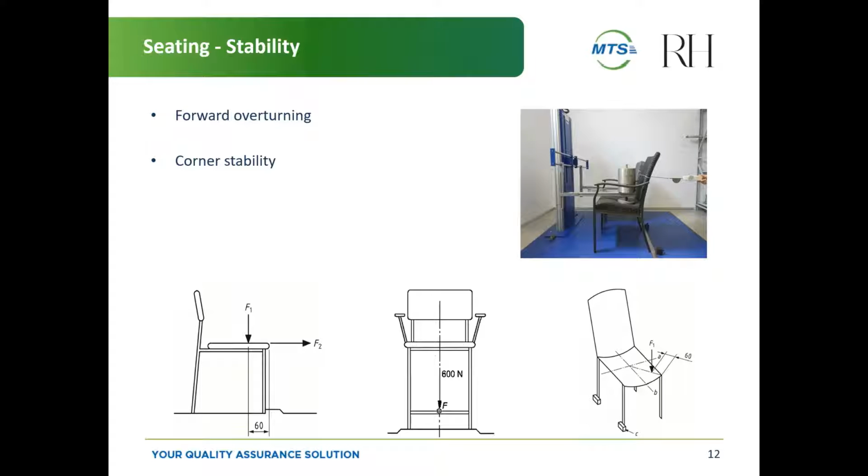Stability testing, forward overturning and corner stability. You can see the weights would be placed in the front, and then you would pull a force forward to see if the chair would tip in any way, or push from the side. And the machine here, you can see there's a gauge, and they would be pulling from the back to see if there'd be any issues with it tipping.